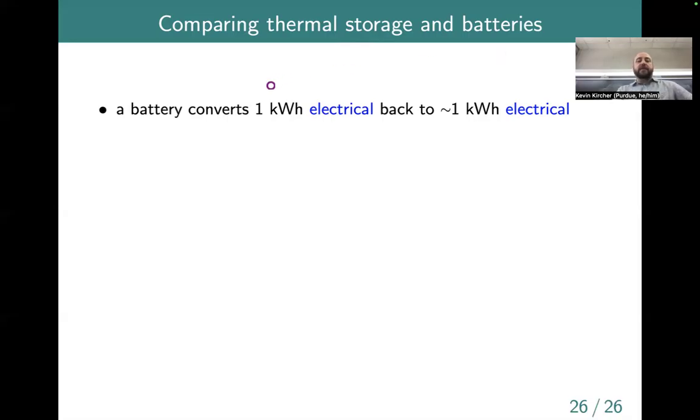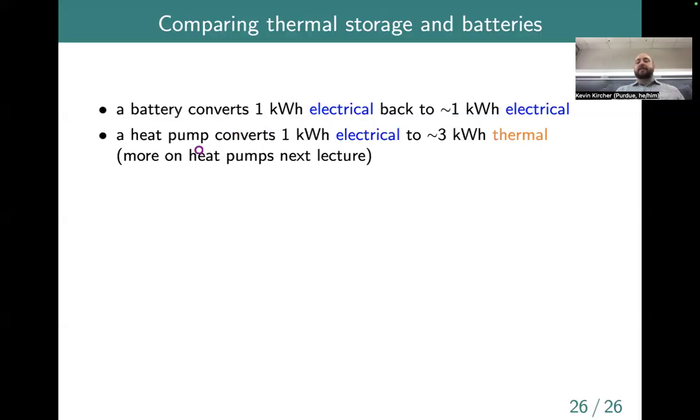So just as a reminder, forgetting about charging and discharging efficiencies for now, a battery takes in, say, 1 kilowatt hour of electrical energy. You store it and then discharge it later. You'd get back roughly a kilowatt hour of electrical energy. So you store electric, you get back electric.